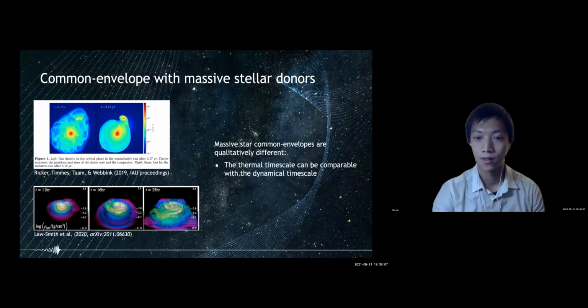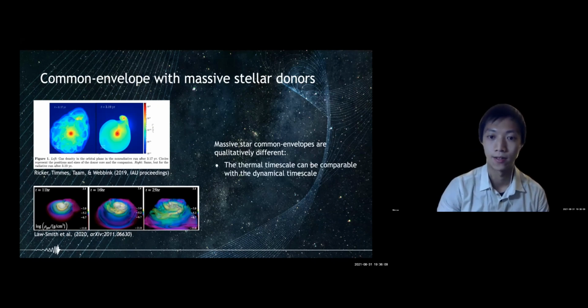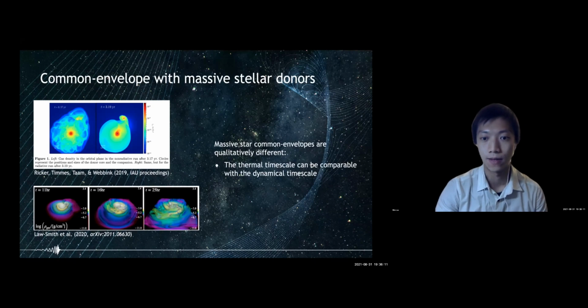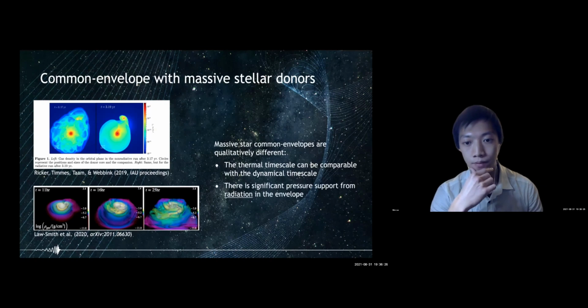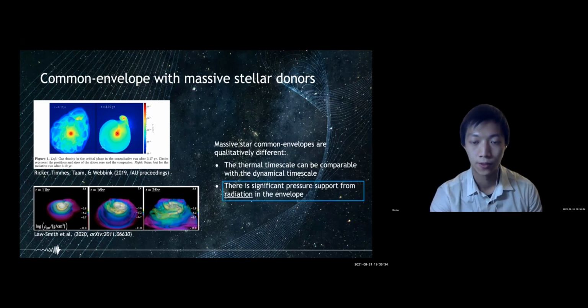First of all, as mentioned by Paul and others, the thermal timescale in the envelope can be comparable with the dynamical timescale, which means that an adiabatic simulation may not be sufficient. That's, for example, explored in Paul's 2019 IAU proceedings. And also, there's significant pressure support from radiation in the envelope. And in my work, I'm focusing on addressing this second point.